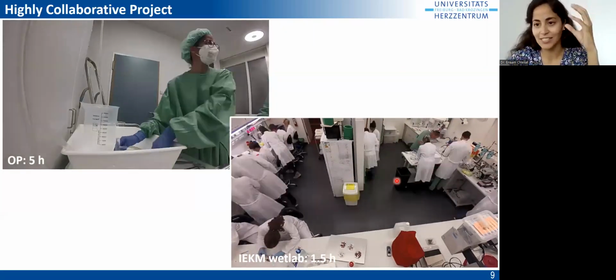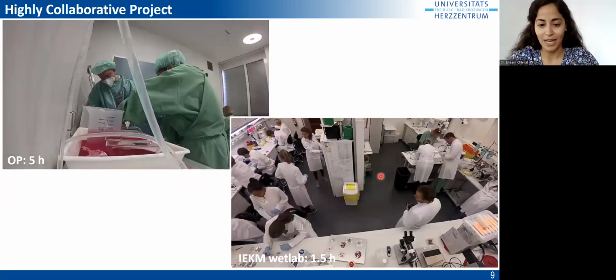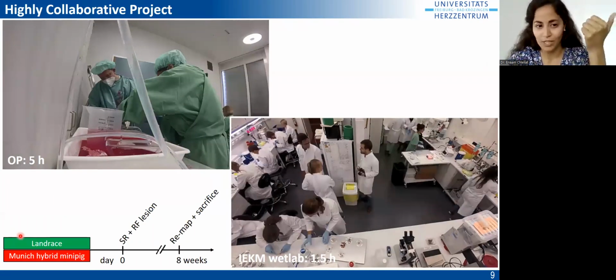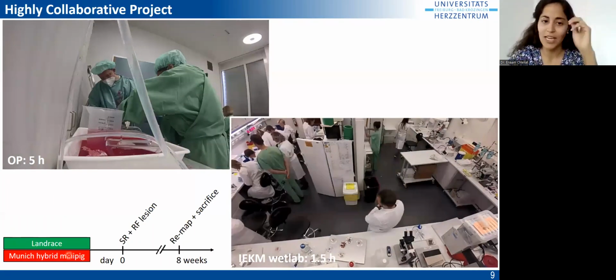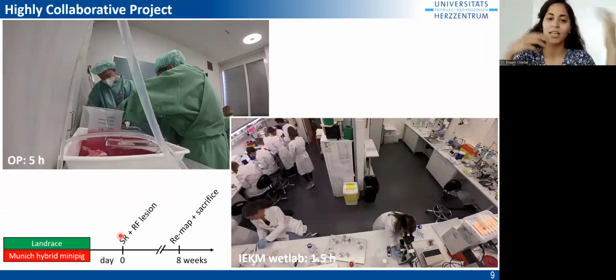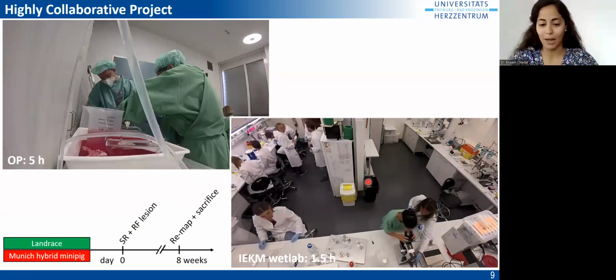Tons and tons of scientists come together to do a battery of structural and functional analyses. So this here is a quick overview. We're working with German landrace pigs or Munich hybrid mini pigs. On day 0, we are doing our in vivo mapping before and after ablation. And then 8 weeks later, we again remap, sacrifice the animals, and then we see what happens with much more resolution in the lab.